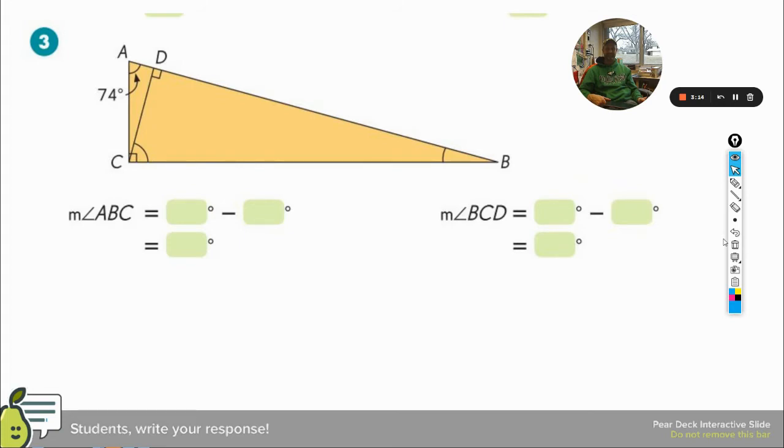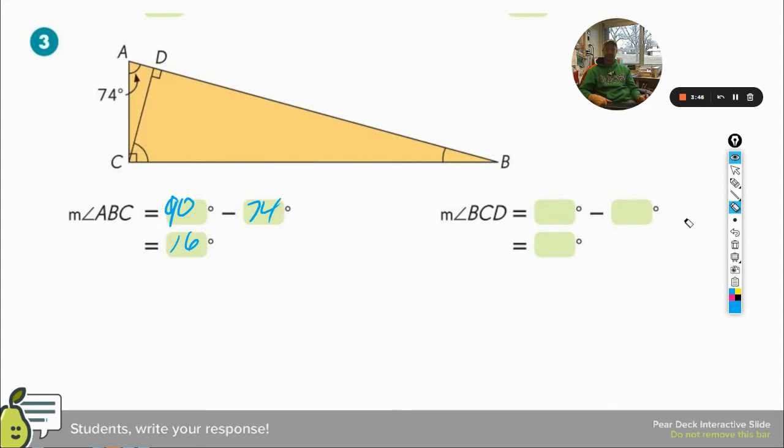Now this is when the puzzle party starts. First of all, they want the measure of A, B, and C. So don't look at this line right now, but keep that right angle sign. So there's a right angle, there's 74, 90 minus 74 equals 16.